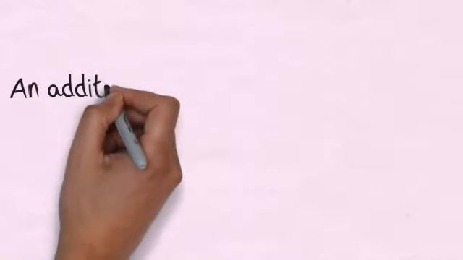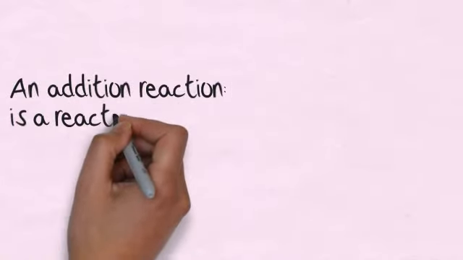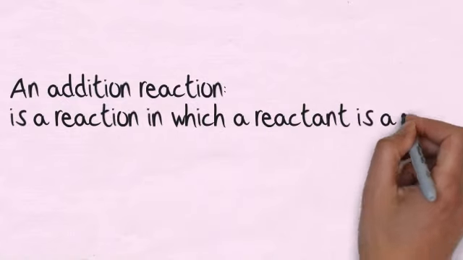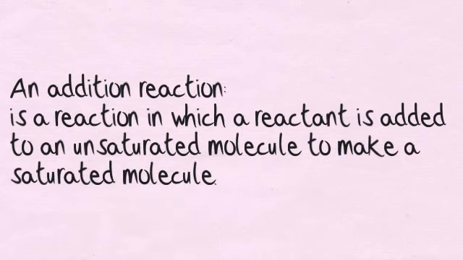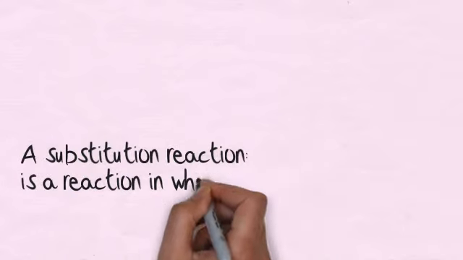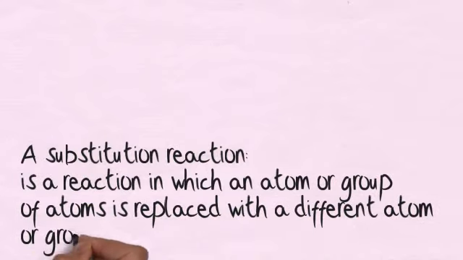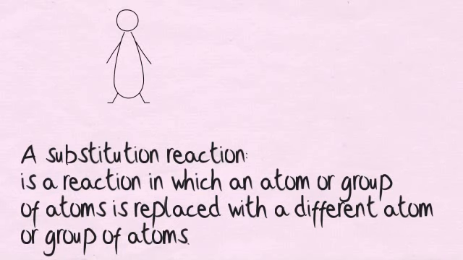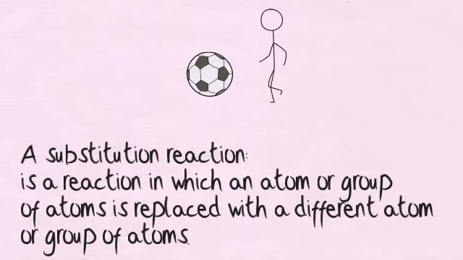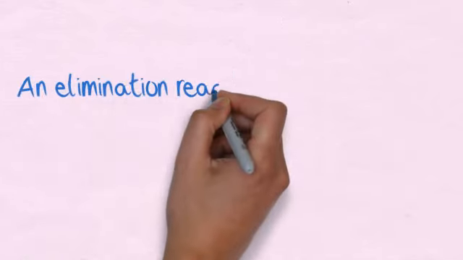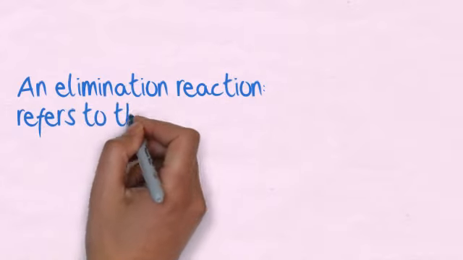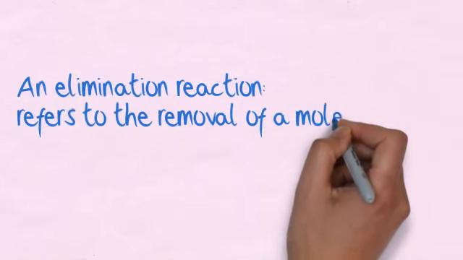An addition reaction is a reaction in which a reactant is added to an unsaturated molecule to make a saturated molecule. A substitution reaction is a reaction in which an atom or group of atoms is replaced with a different atom or group of atoms. An elimination reaction refers to the removal of a molecule from a saturated molecule to make an unsaturated molecule.